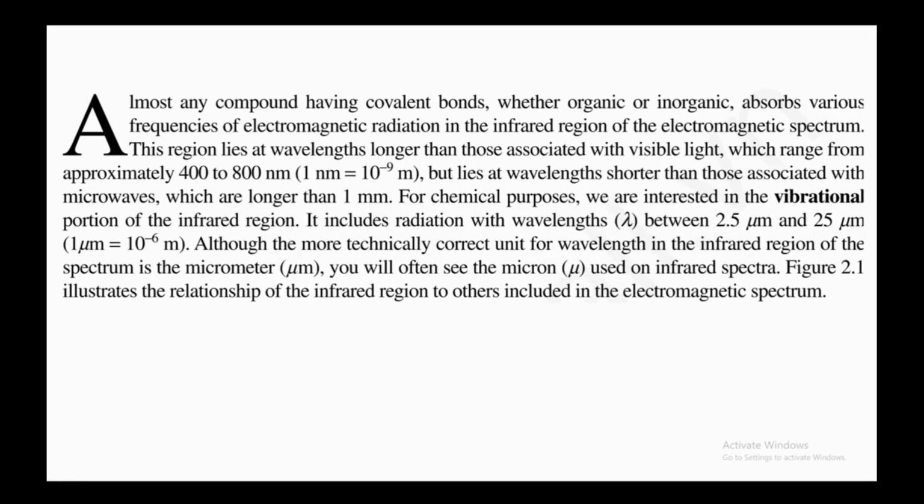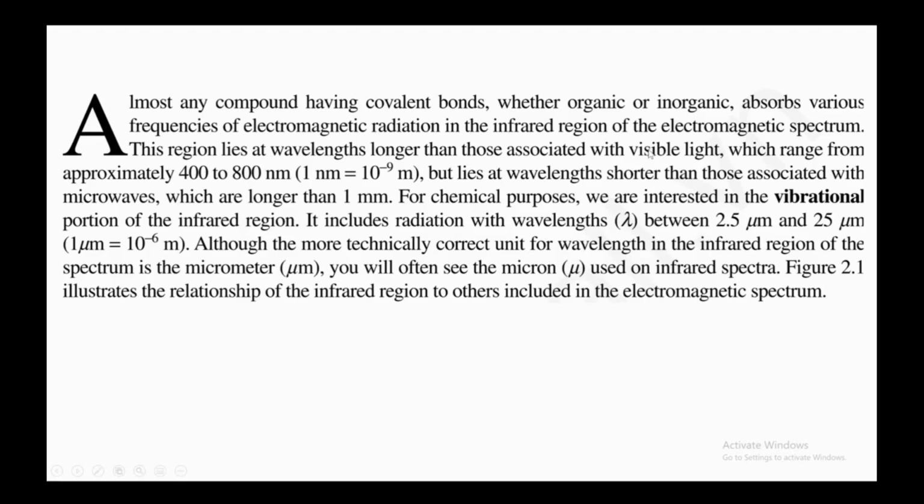Alright, so almost any compound having a covalent bond, whether organic or inorganic, absorbs various frequencies of electromagnetic radiation in the infrared region of the electromagnetic spectrum. So what is the electromagnetic spectrum? A spectrum that contains different regions of frequencies or wavelengths, including X-rays, ultraviolet, visible, IR, NMR, and microwave. The IR region lies at wavelengths longer than those associated with visible light.